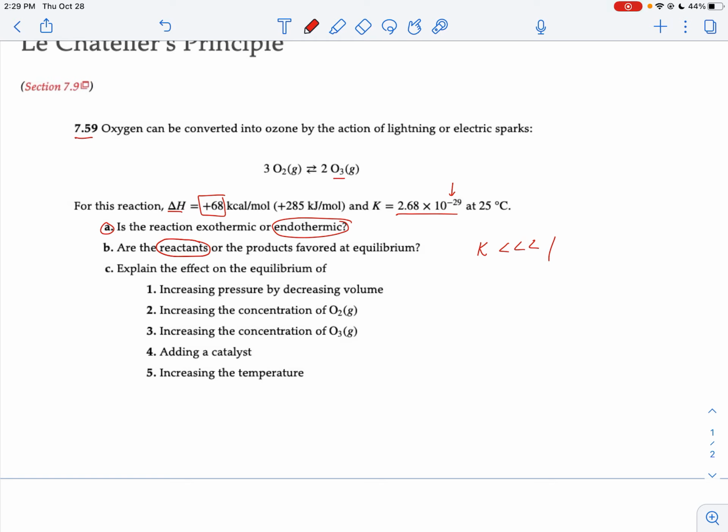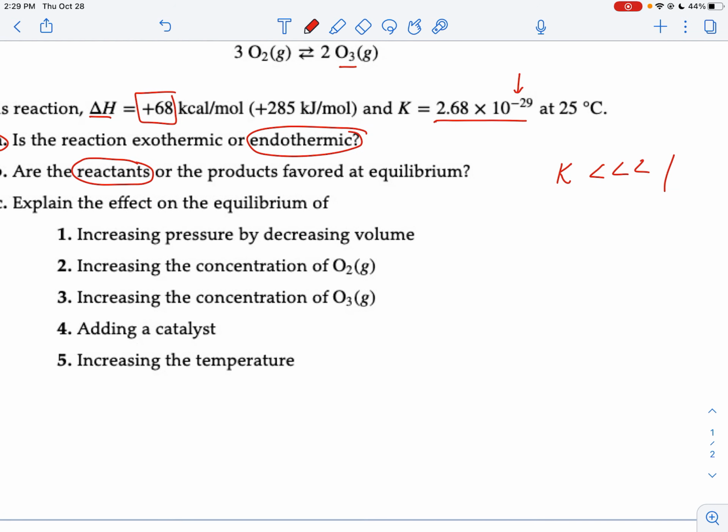All right, C. Here's the LeChatelier's principle part. Explain the effect on equilibrium of all these different scenarios. Let's just look at the first one: increasing pressure by decreasing volume. I'm going to focus on increasing pressure because if we're decreasing volume, we're increasing pressure. I talk through scenarios of pressure in the LeChatelier's principle video.